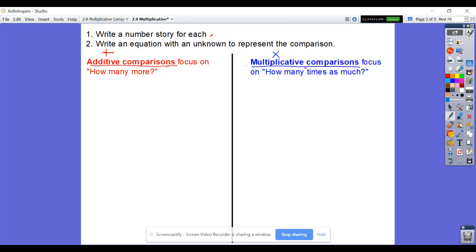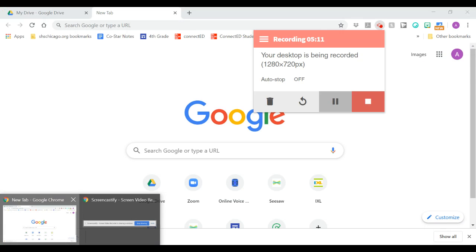Totally up to you, but write one of each, and then write an equation with an unknown to represent the comparison you came up with. Go ahead, pause the video and write both your number stories. Play back when you're ready.